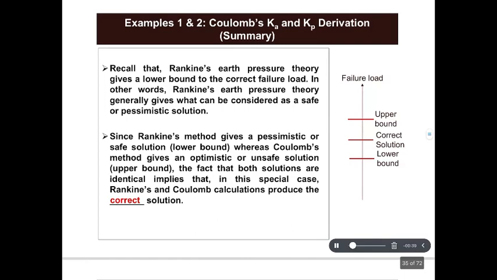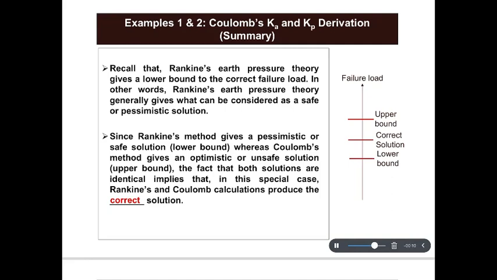Recall that Rankine's earth pressure theory gives a lower bound to the correct failure load. In other words, Rankine's earth pressure theory generally gives what can be considered a safe or pessimistic solution. Whereas the Coulomb method gives an optimistic or unsafe solution, an upper bound. The fact that both solutions are identical implies that in this special case, Rankine's and Coulomb's calculations produce the correct solutions.